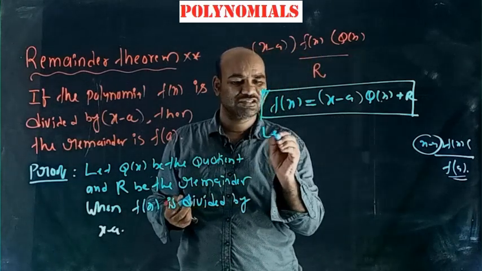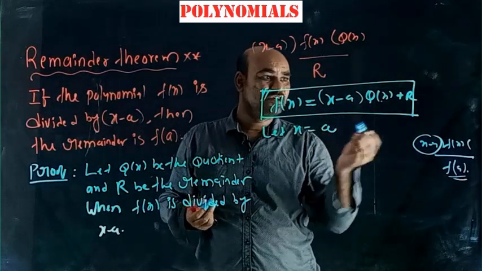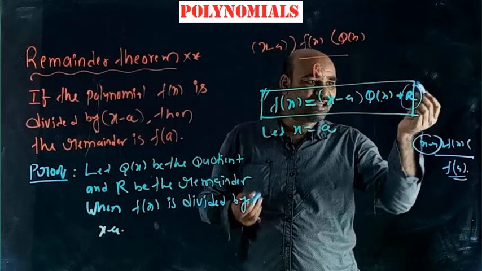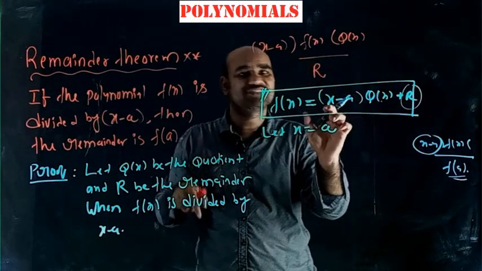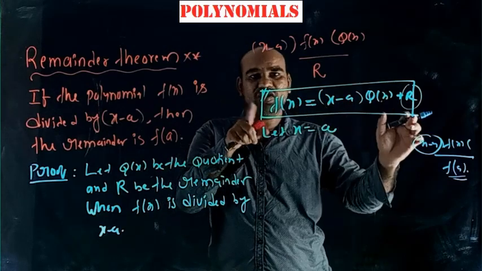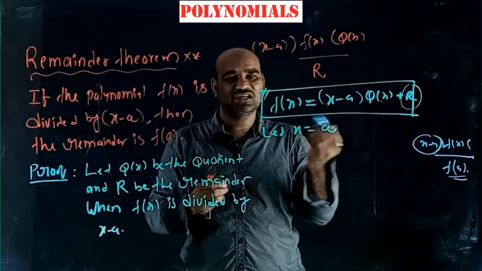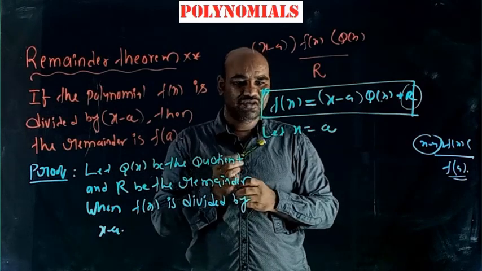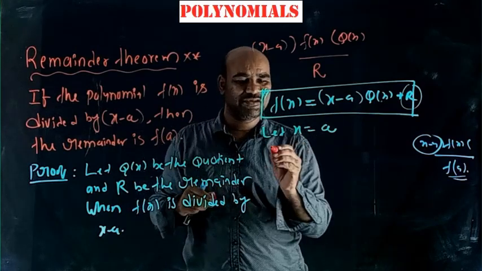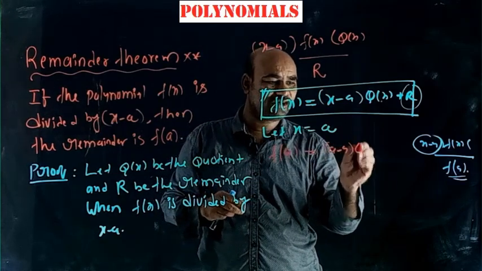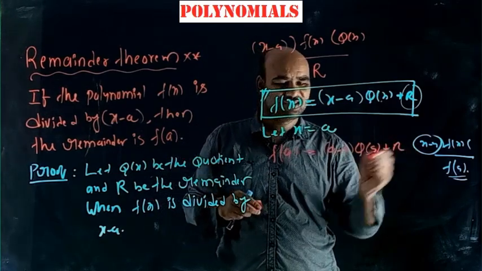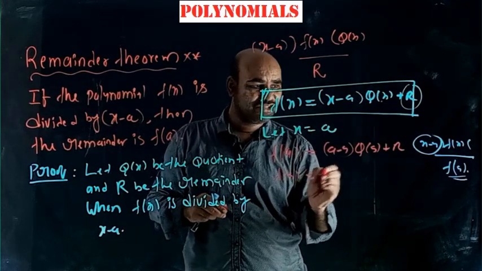Let x equal to a. So what I want is to find the value of a. So I don't want this expression x minus a, which becomes 0 when x equal to a. This result is true for all x. That's why especially it is true for x equal to a also. Put x equal to a, then f of a is equal to a minus a into q of a plus r. So what happened? F of a equal to r.